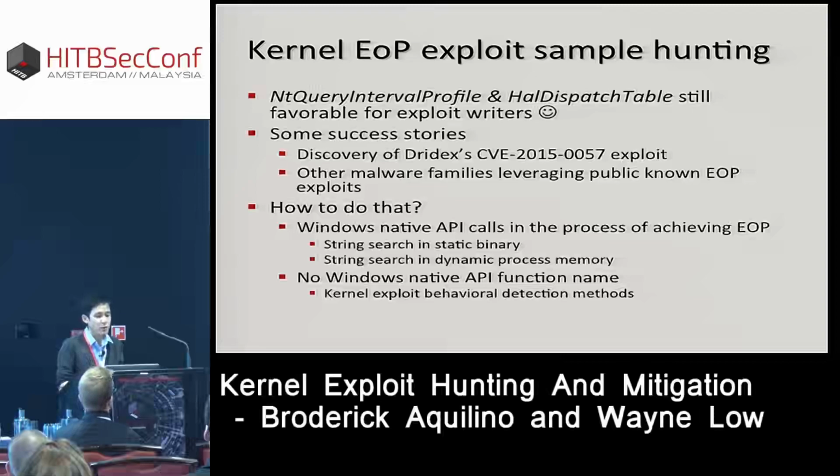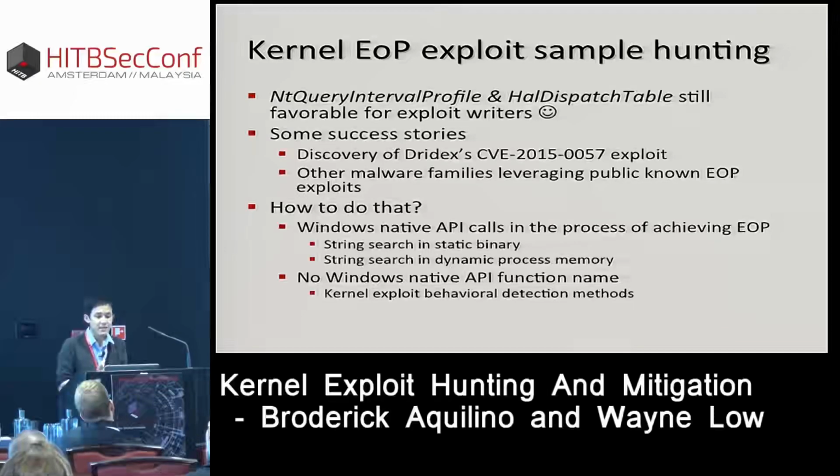So basically, how do we do that? What we do is we look for the Windows kernel API function names statically and dynamically. These Windows kernel API function names are most of the time hard-coded in the binary and can be conveniently searched from process memory. So string search from process memory through a dynamic analysis system like a sandbox could come in handy in mining this kind of kernel exploit sample.